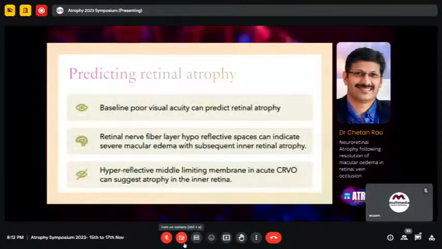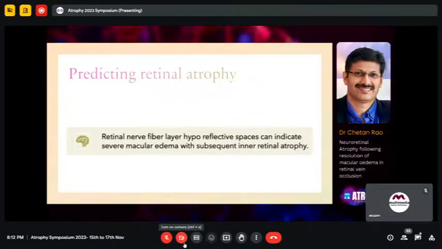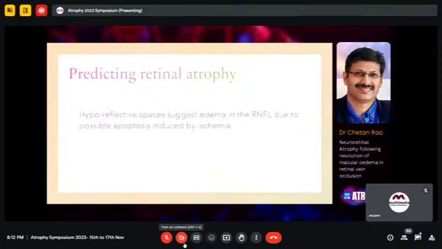This leads to the question if there is any way that we can predict retinal atrophy by studying OCT changes. Hasegawa et al. used hyperreflective spaces in the retinal nerve fiber layer in severe macular edema to predict retinal atrophy. They argued that hyperreflective spaces suggest edema in the retinal nerve fiber layer, which is usually very compact, but develops these spaces due to loss of tissue from ischemia-induced apoptosis.